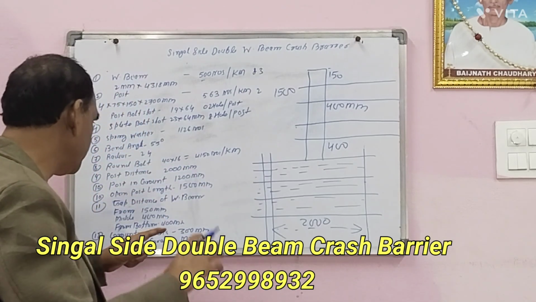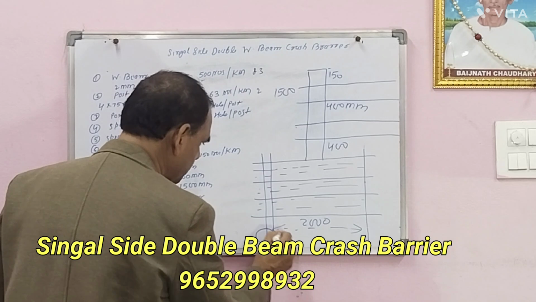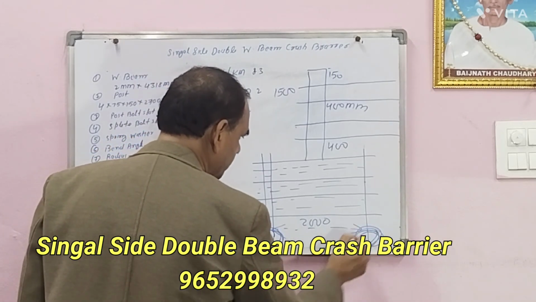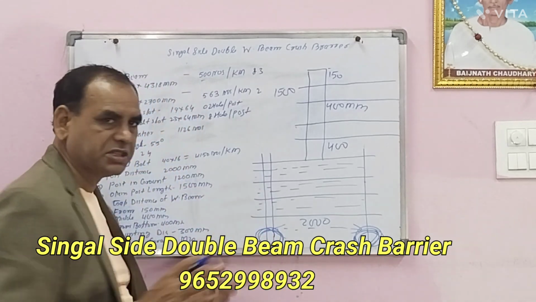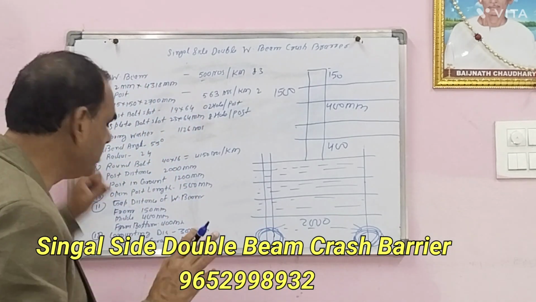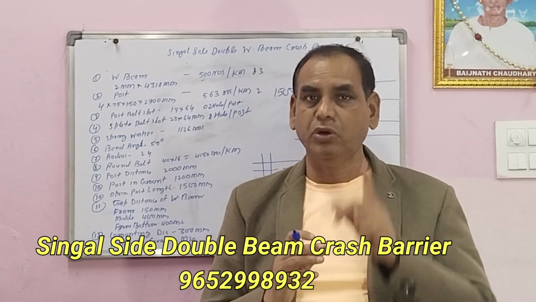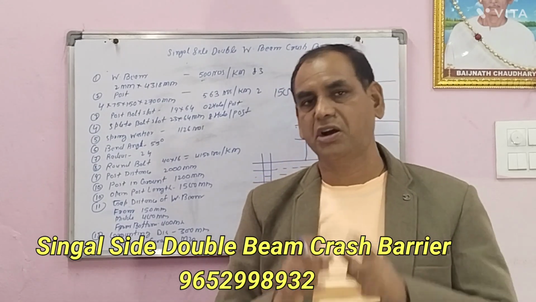And grounding, suppose this is a grounding. For holding purpose, how much dia is required? Minimum dia is 300 mm. And which grade is used for the concreting? M20 is used in the concreting.